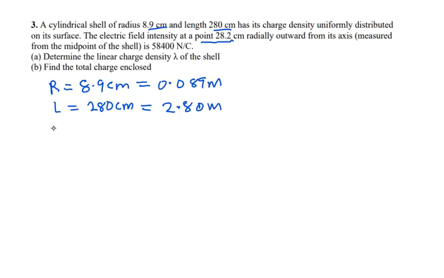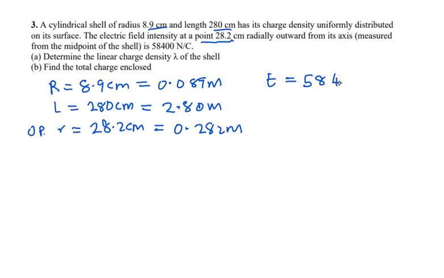Then the observation point, small r, is 28.2 cm, which is 0.282 meters. And we'll finally have the electric field to be 58400 Newton per coulomb.